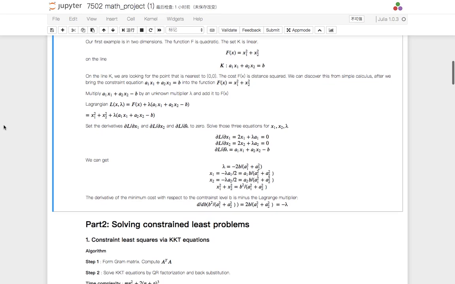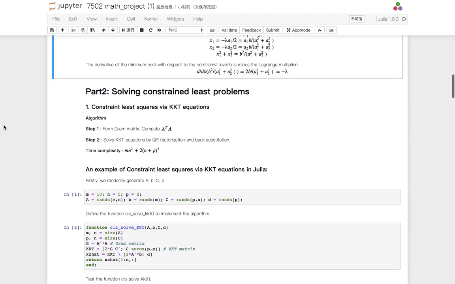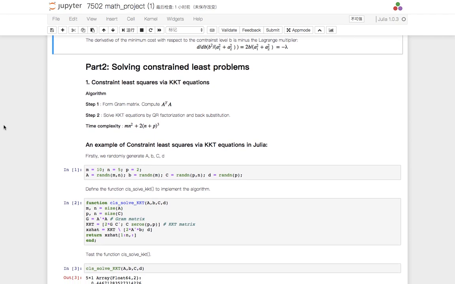In the previous section, we have already mentioned there are two main methods to solve the CLS problem. Here in this part, we will explain these two in detail.